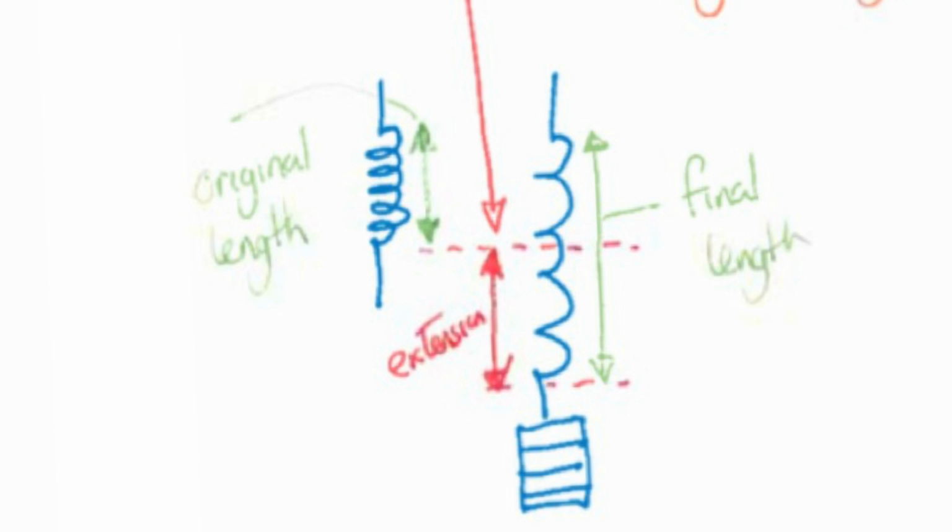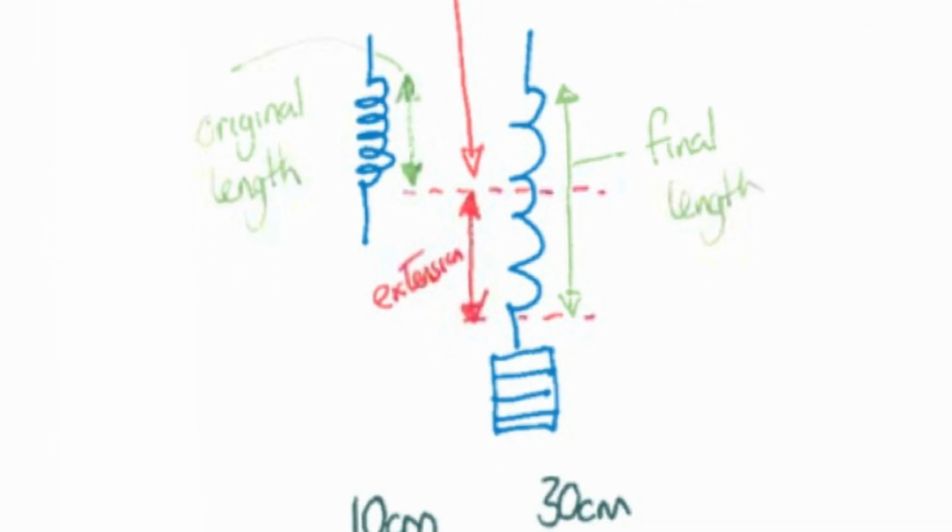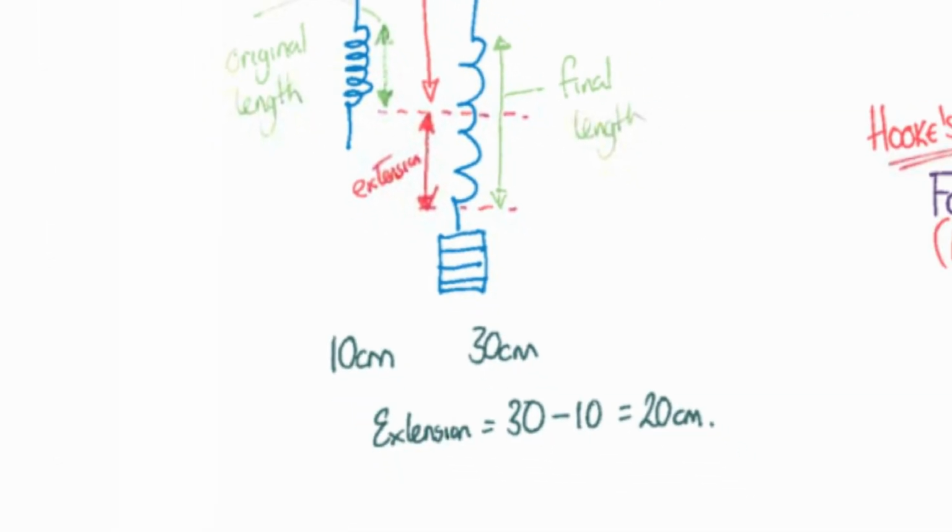So you can see I've put a red arrow there with two arrow ends on it saying extension. So that's what we mean by extension. In this case, for example, the original length was 10 centimeters. The final length is 30 centimeters, so the extension is 20 centimeters.